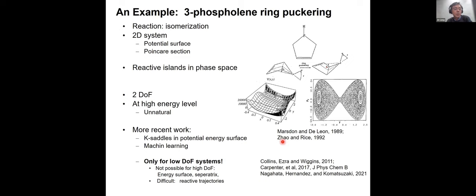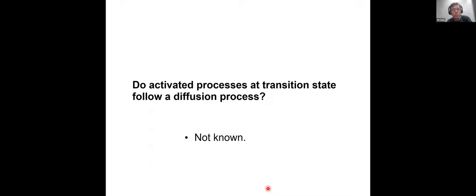And there are more recent works in the field looking at K-saddles and potential energies, and nowadays with some machine learning methods as well. But this is only applicable to very low dimensional, low degree of freedom systems. It's not possible for a complicated system, because it's hard to find the energy surfaces, hard to get the separatrix, and it's difficult to generate reactive trajectories. So the question of central importance to us is: is the activated process at the transition state really a diffusion process? And that's still not known.